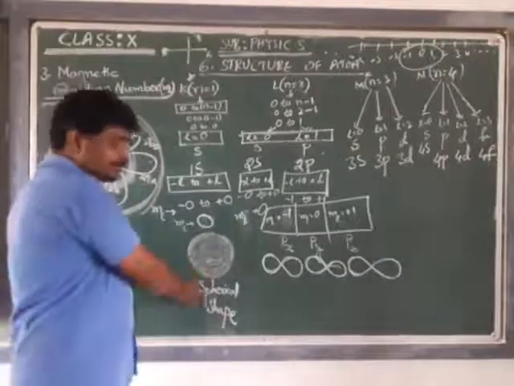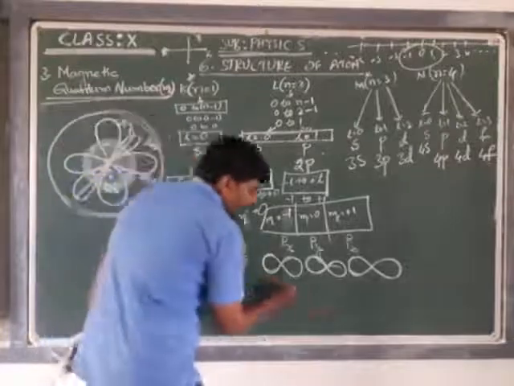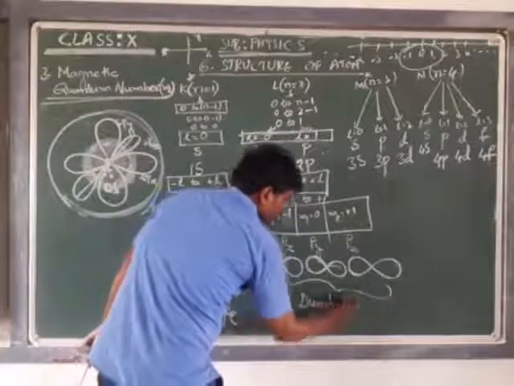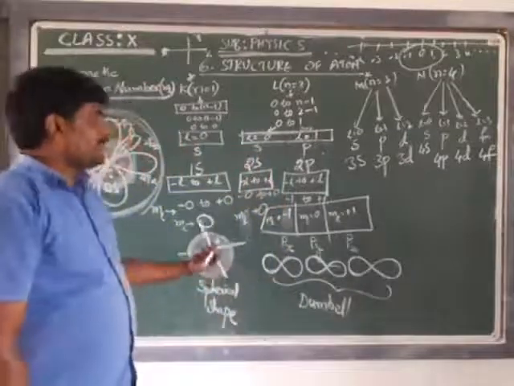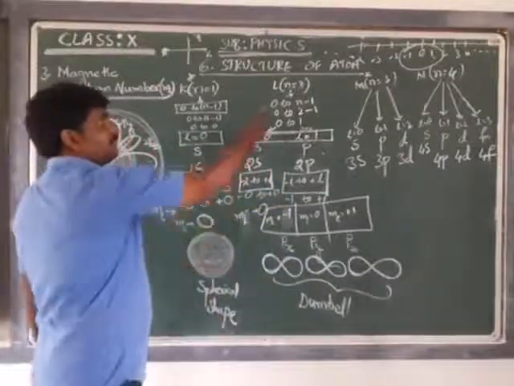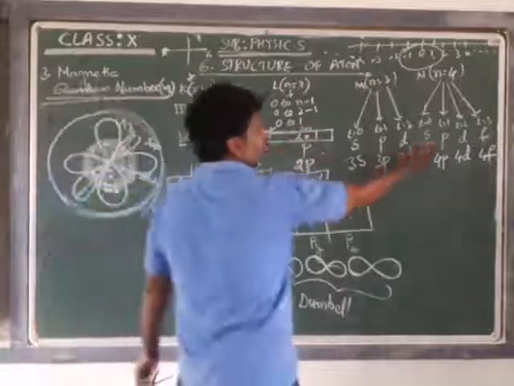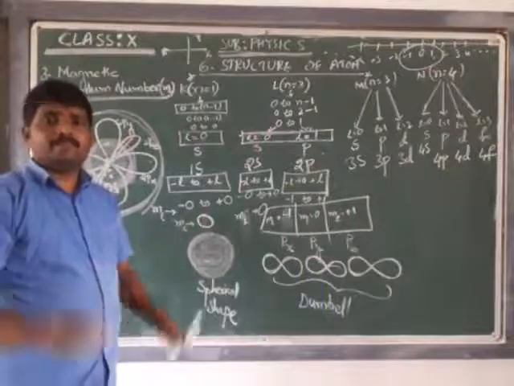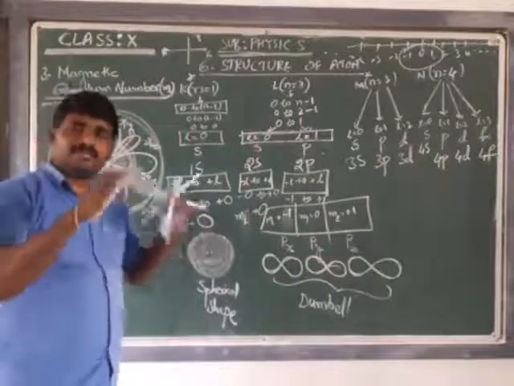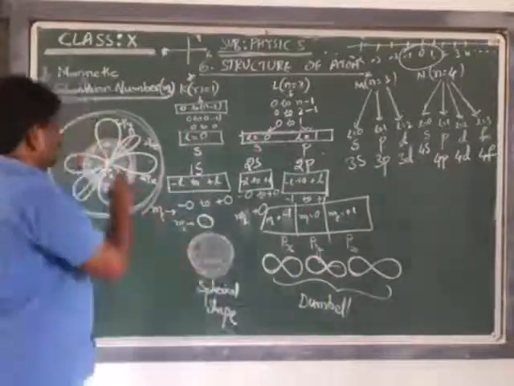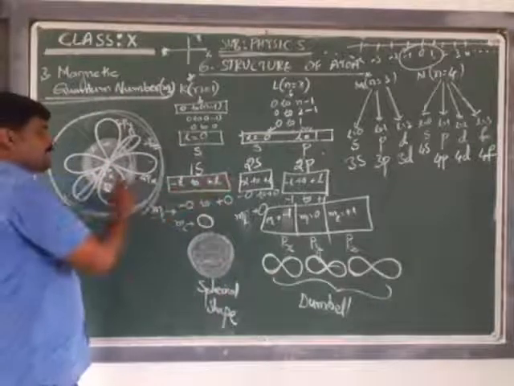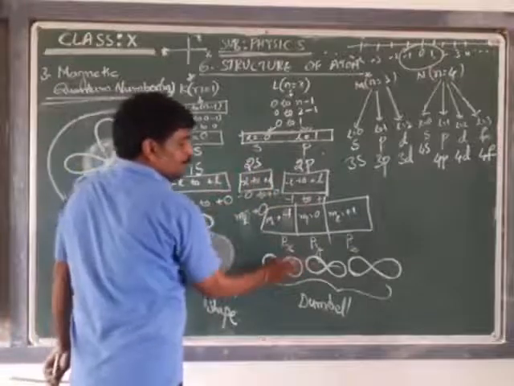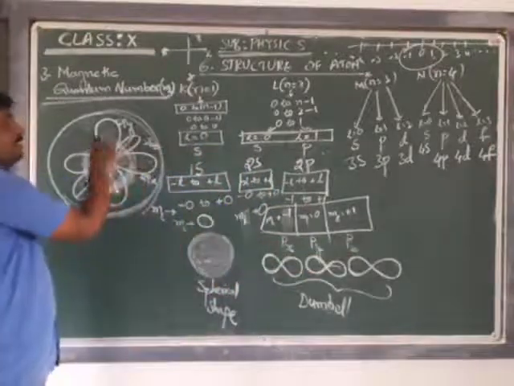That is, s is represented in the spherical form. This is in the form of dumbbell. Keep in mind, s orbital, either for 2s, or for 3s, or for 4s, all the s orbitals are in the form of a sphere, spherical shape. 1s is in the spherical shape, 2s sphere upon sphere. After 2s, 2p is oriented in px, py and pz.